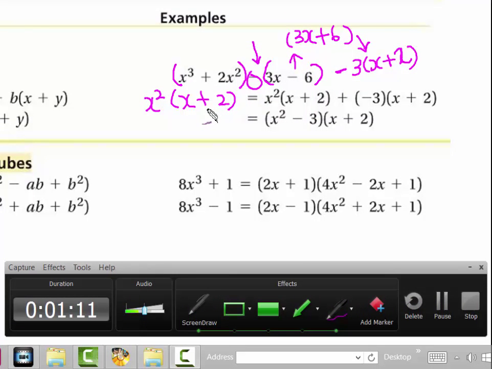Right now I have x plus 2 as a common factor for these two algebraic expressions. So I factor this out by doing the reverse distribution. So I get x plus 2 times x squared minus 3. Once we have that, we set that equal to 0. We can make use of the zero product property, and then we can solve for x.